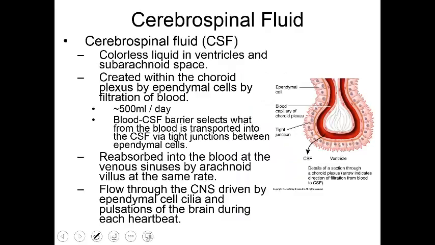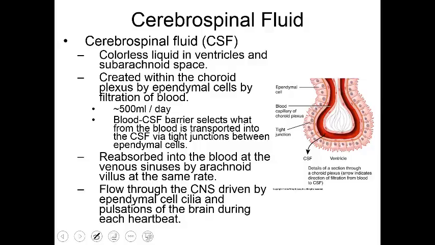Now, cerebrospinal fluid is a derivative of blood. It is a colorless liquid which is sterile in normal conditions, unless there is an infection of the cerebrospinal fluid causing meningitis. We make about half a liter, or 500 milliliters, of cerebrospinal fluid a day.